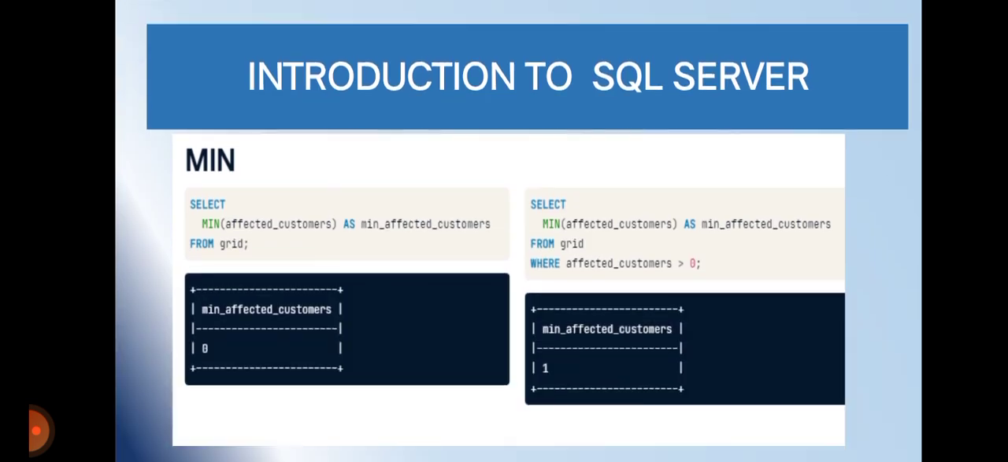Next is the MIN clause. To return the minimum value from a column, we use the MIN function, again with parentheses and providing a column alias. We may need to amend this query, and in this case there are data quality issues. For example, if there are many zero values, you may want to exclude them from the results, and we can exclude them by using MIN. So SELECT MIN affected customers AS min affected customers FROM grid, and in the result we can see that min affected customers of 0 are excluded from the table.